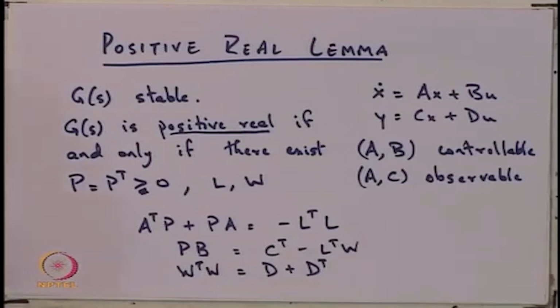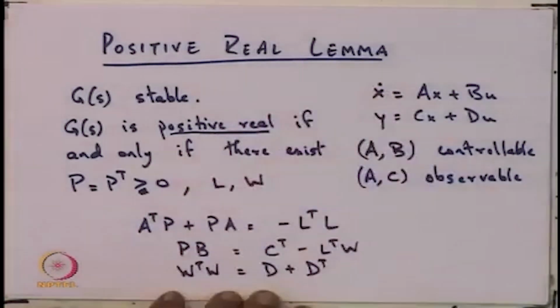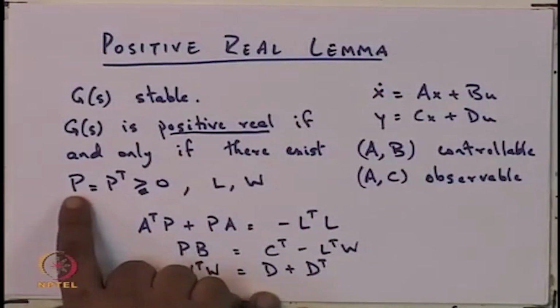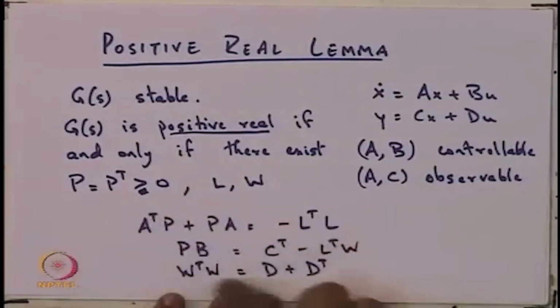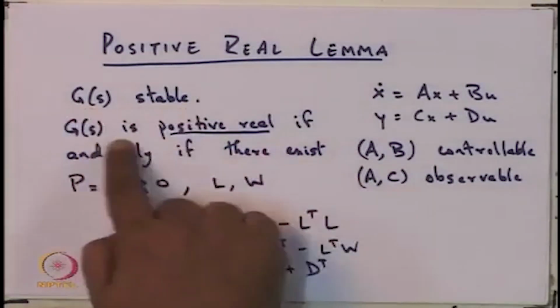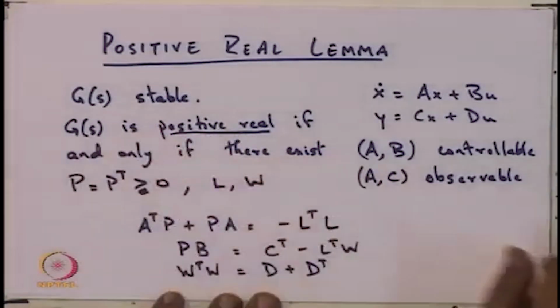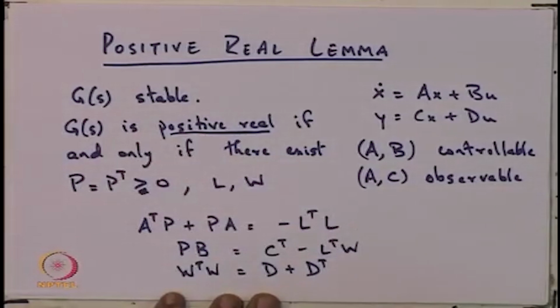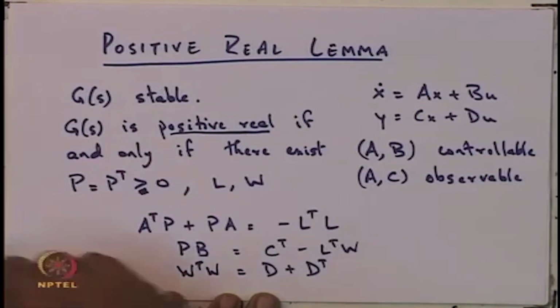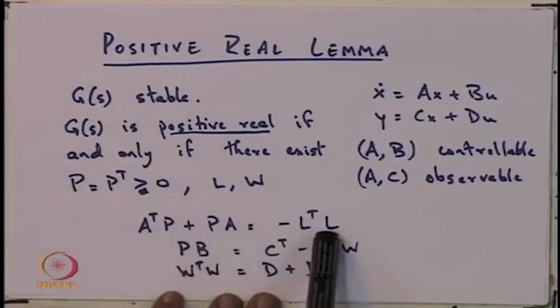Okay. So, now let me begin the proof. In the beginning, let me assume. I will prove this way, that means I will assume that there exist P, L and W such that these equations are satisfied, and I will show that G(s) is stable and it is positive real. That means the Nyquist plot is in the first and the fourth quadrants.